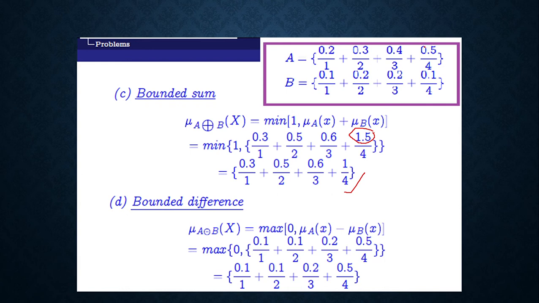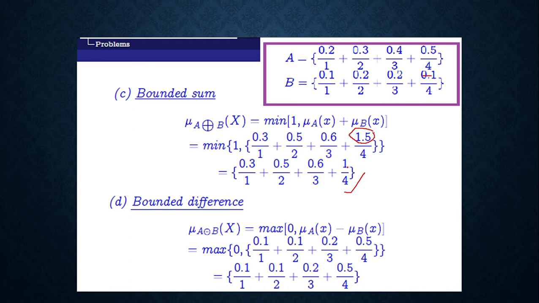That is, this is save. How to make 0.5? Let it be 1. If it is 1/4, then the resultant would be 1.5/4. So when you apply the bounded sum, you have to consider the minimum between 1 and 1.5 for the element 4. So the resultant would be 1. Right. The others remain the same because these values are less than 1. So the membership value of elements 1, 2, 3 remains the same, but for 4, it is 1.